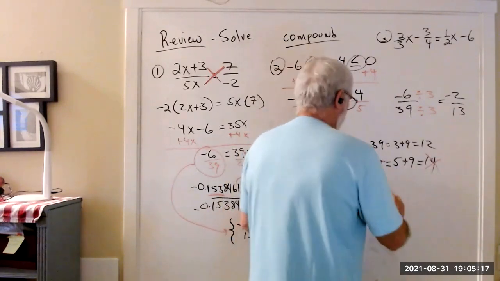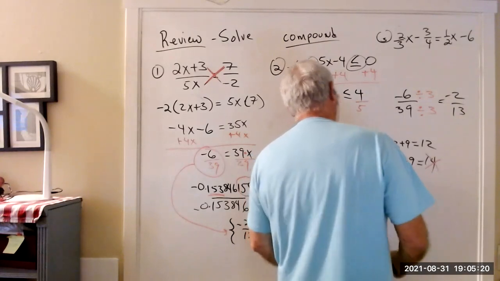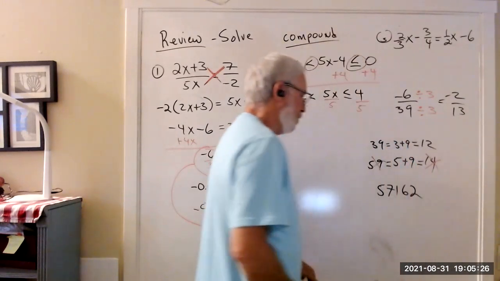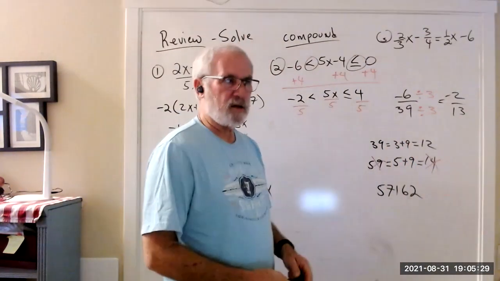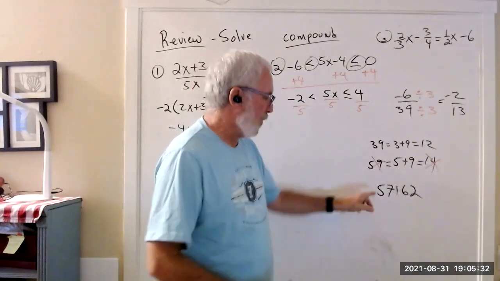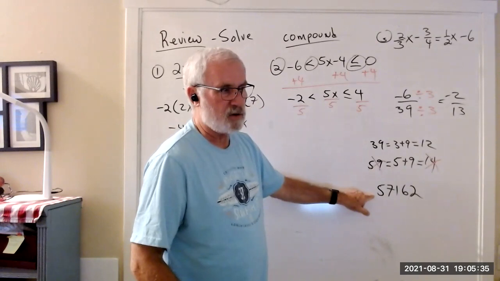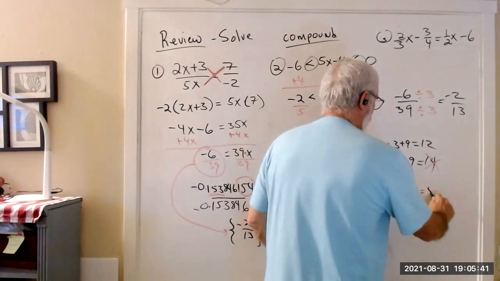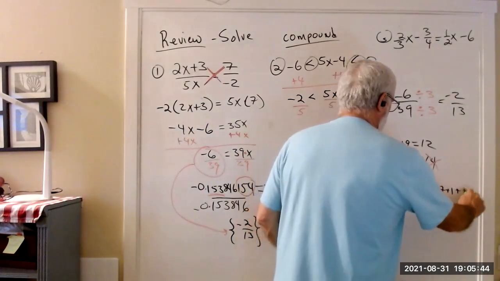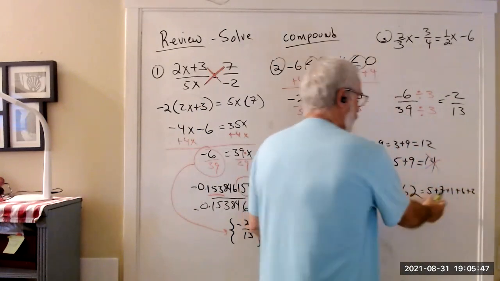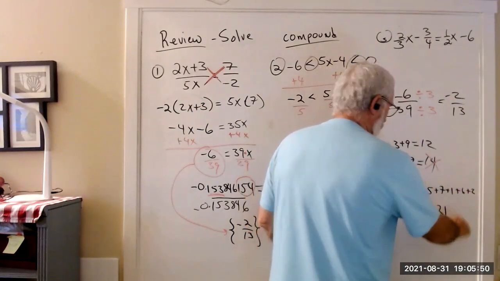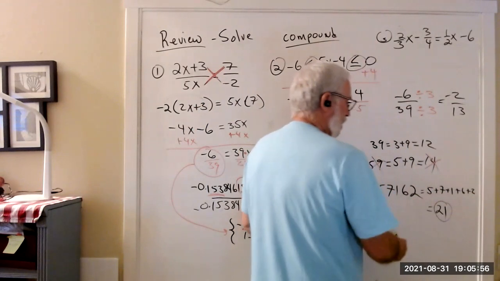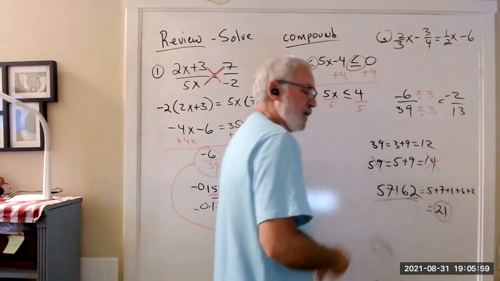So real quick trick, 57,162. Okay, without whipping out your calculator, does 3 go into that number? Well, if you add these up, 5 plus 7 plus 1 plus 6 plus 2, 12, 13, 19, I get 21. Does 3 go into 21? Yeah, so it will go into that number. So that's a trick for 3s.